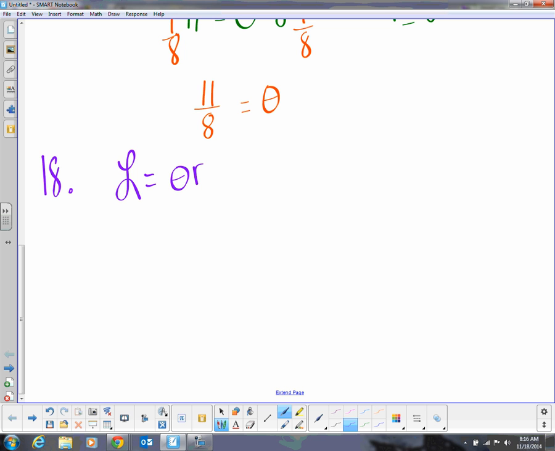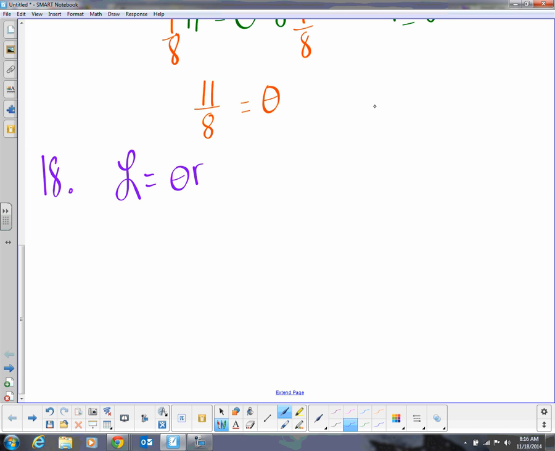Okay, if they don't give you theta and they say what is the area of the circle, for circle and circumference, that would be 2 pi, most likely. Right. Okay.